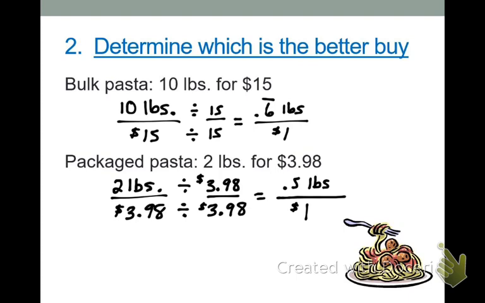Okay, so let's just imagine you go into the store and you say, I have $1. If you get the bulk pasta, you're going to get 0.6 pounds. If you get the packaged pasta, you're going to get 0.5 pounds. If I pay $1, which one would you guys rather have? The bulk pasta. Okay, this right here, 0.6, is bigger than 0.5. Now, I do not want you just to come up here and box this in. Instead, it's asking you, determine which is the better buy. So your answer underneath it, I want you to write bulk pasta is the better buy.